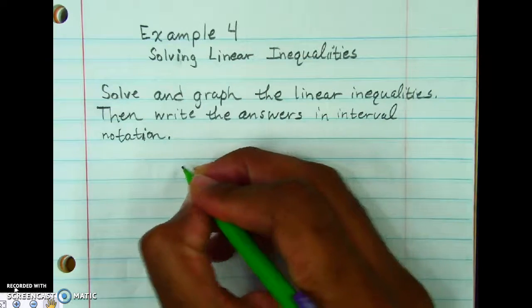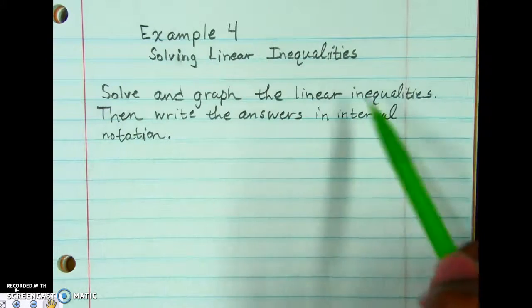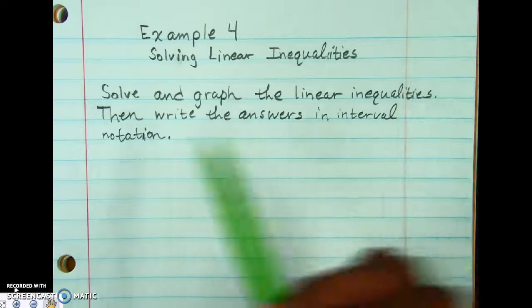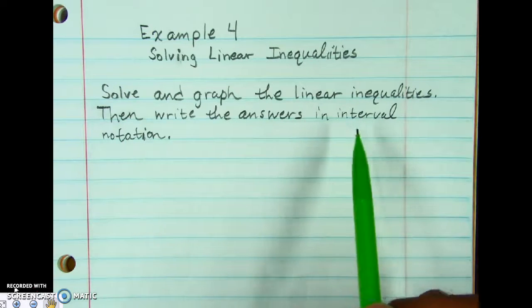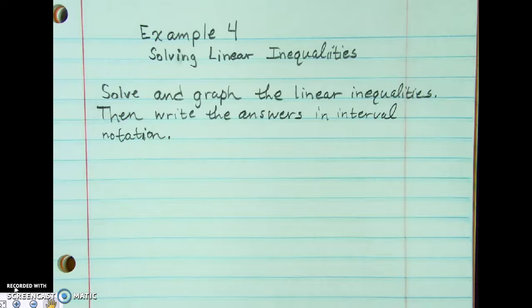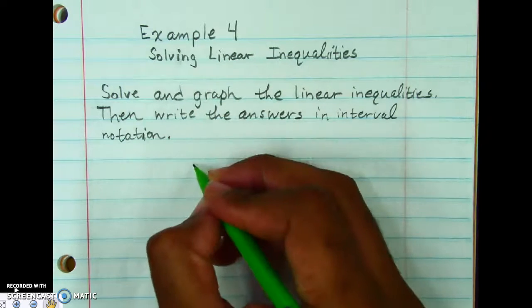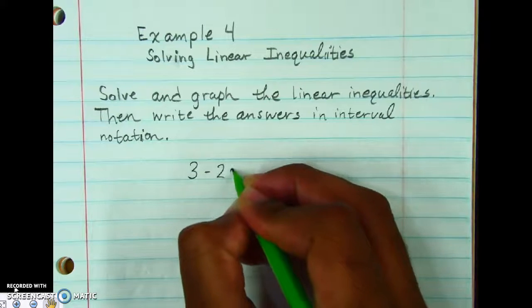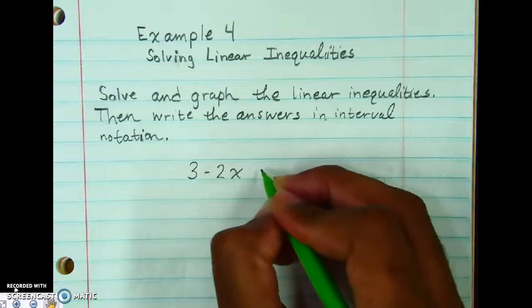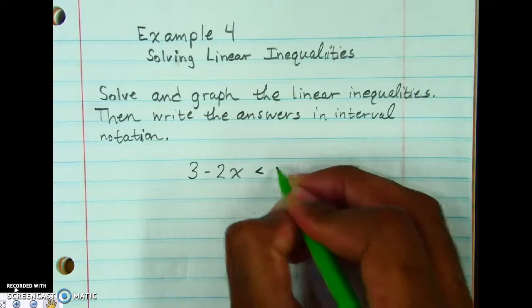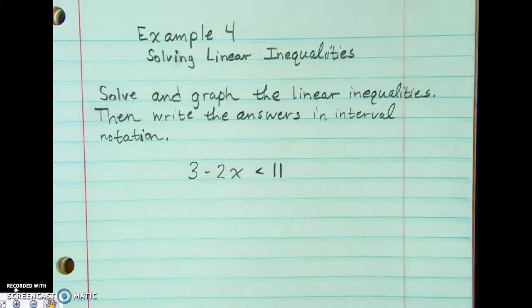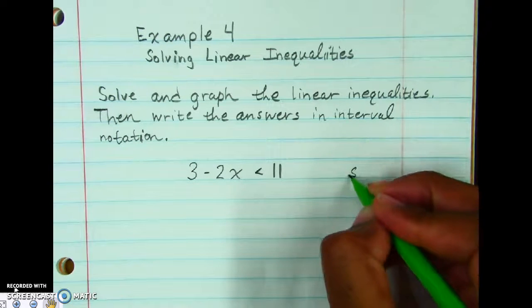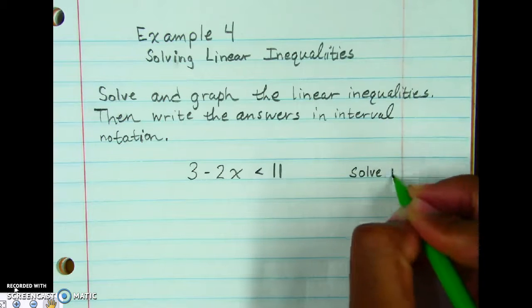So with this one again, we're going to solve and graph the linear inequalities, and then we're going to write the answers in interval notation, or solutions, whatever you want to call it. So the inequality that we're going to deal with is 3 minus 2x is less than 11. And again, here we know we're going to solve for x.